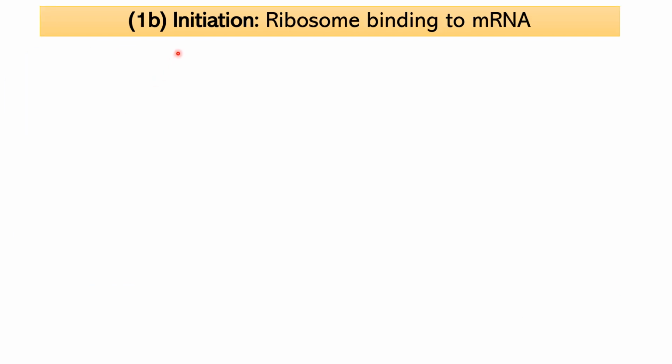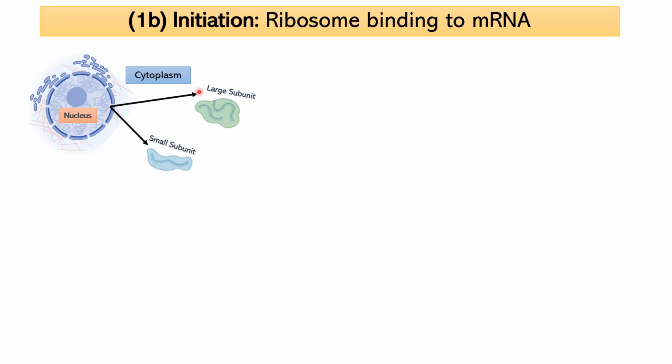So now we will cover the second part of initiation, or 1B, which is the ribosomes binding to mRNAs. Within the nucleus, there's something called the nucleolus. Within the nucleolus, ribosomal RNAs get incorporated into the large subunit and small subunit. If you want more information on that, just check that video that will appear here. Once these subunits are formed, they move out of the nucleus into the cytoplasm.